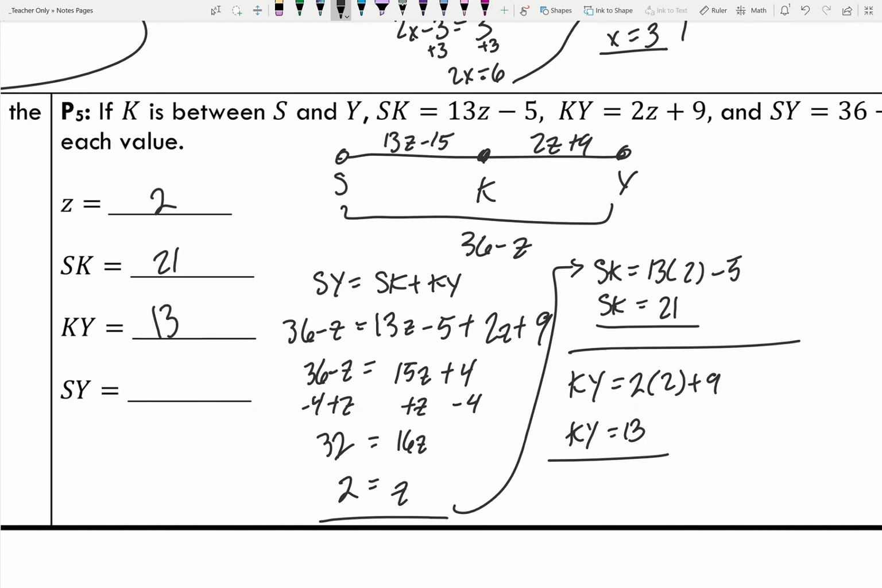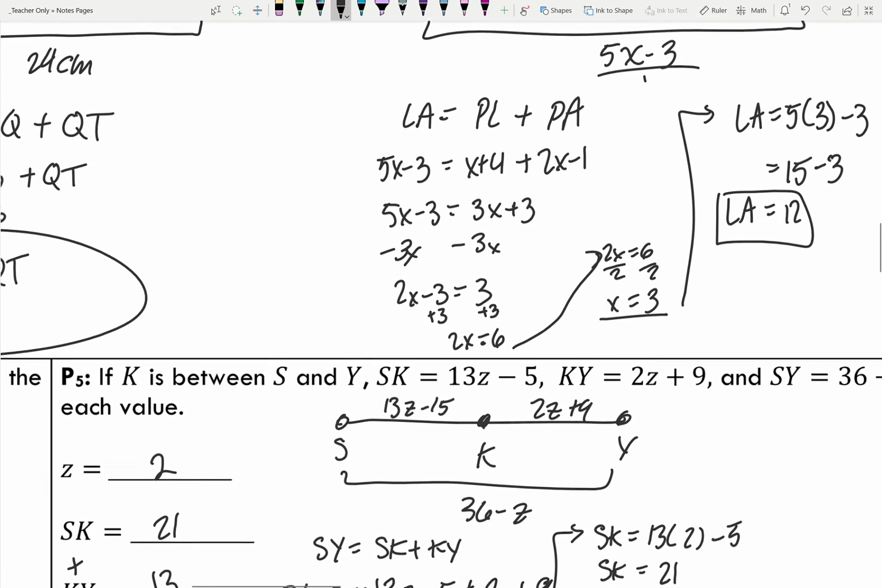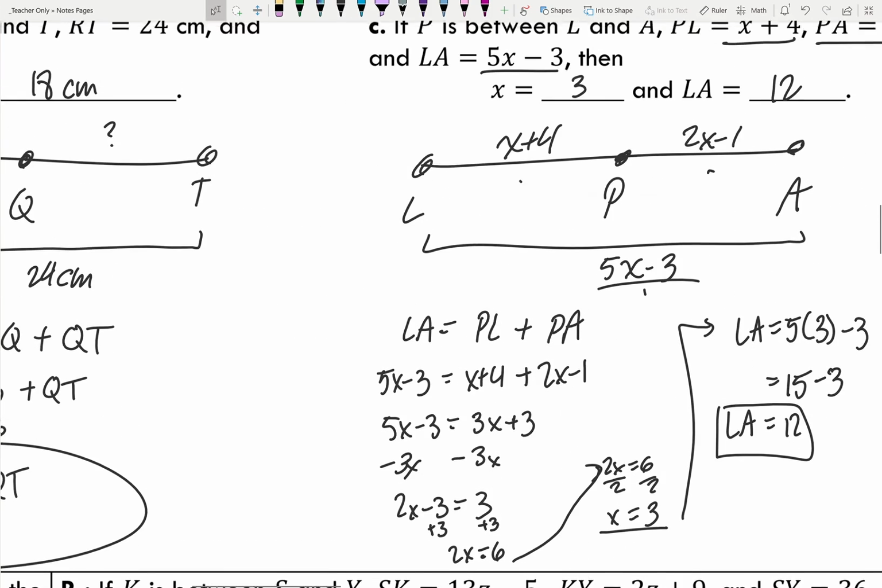So from there, I can find SY by just using the segment addition postulate now. SK plus KY is equal to SY, right? So 21 plus 13 is equal to 34, and we're finished. Okay, cool.